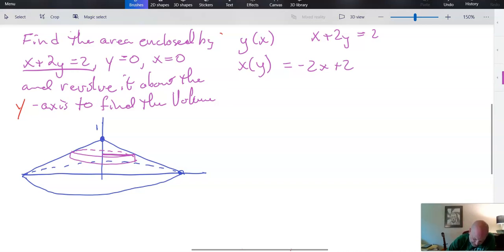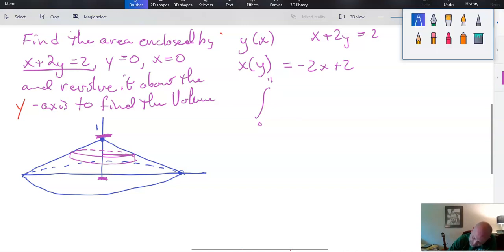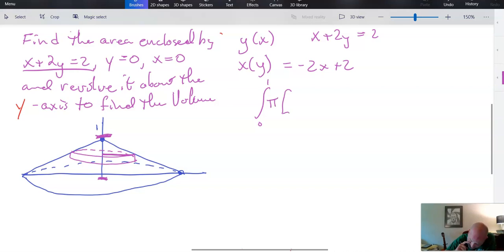So let's take a look at our integral. This time we're going from 0 to 1, right? Because we're going from the bottom to the top. So it's 0 to 1. That's not a 1. I'm thinking about pi for some reason. 0 to 1 of pi times the radius squared. And the radius this time is in terms of x, so it's minus 2x plus 2 dx. Oh, and then it's squared. I almost forgot to square it. Okay, so let's go ahead and square this thing out just so we can see what we have.